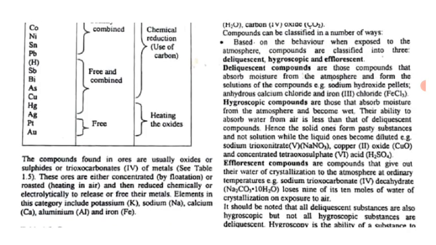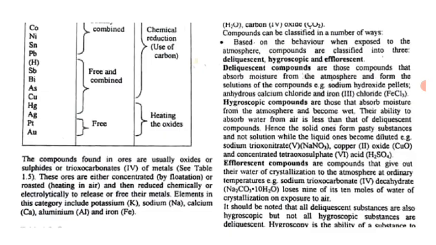Now, deliquescent compounds are those compounds that absorb moisture from the atmosphere and form a solution of the compound. They absorb moisture, they absorb water. They react to this moisture by absorbing it from the atmosphere and form the solution of the compound. For example, we have sodium hydroxide pellets, anhydrous calcium chloride and iron trichloride.